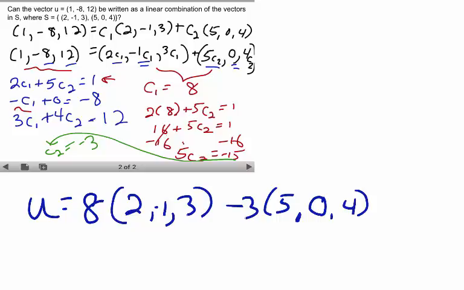I'd also like to mention briefly that if solutions cannot be obtained for c sub 1 and c sub 2, then vector u would not be able to be written as a linear combination of the vectors in S.